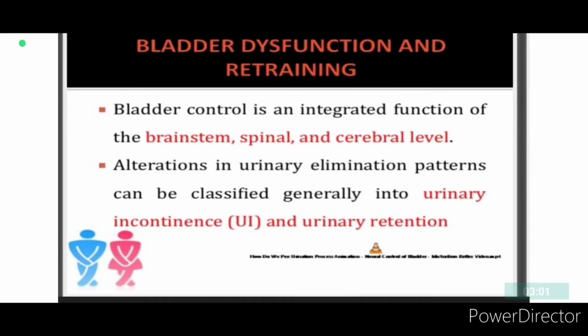Bladder dysfunction and retraining. Bladder control is an integrated function of the brainstem, spinal, and cerebral level. Alterations in urinary elimination patterns can be classified generally into urinary incontinence, UI, and urinary retention.